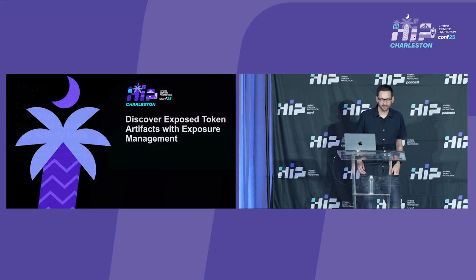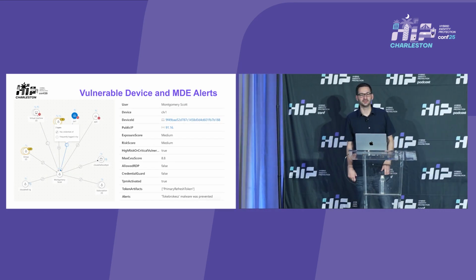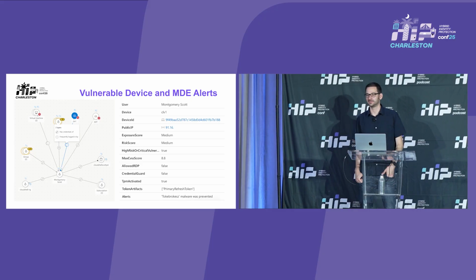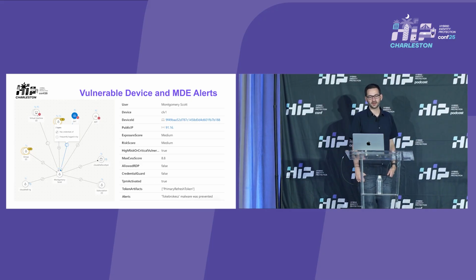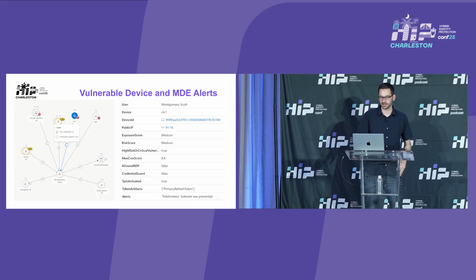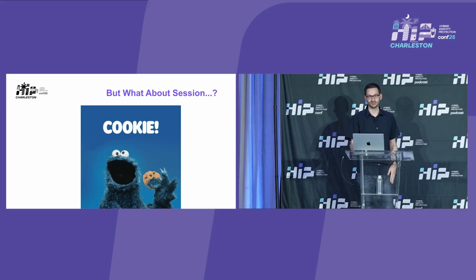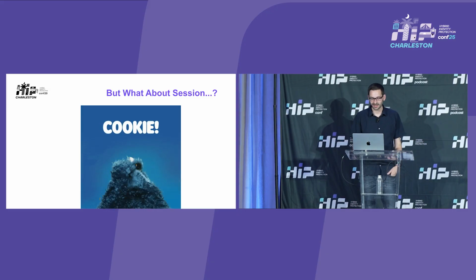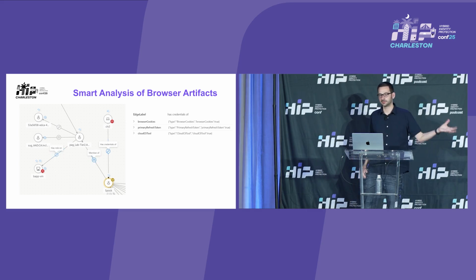For the last 50 seconds before we leave, I'd really like to give you some homework for proactive things that we can do. We can use exposure management to find vulnerable devices. Exposure management also shows you, for example, if a primary refresh token or other token artifacts are available. And we have the pain of session cookies, right? So what do we do with session cookies on the device? Those session cookies are also visible in exposure management.